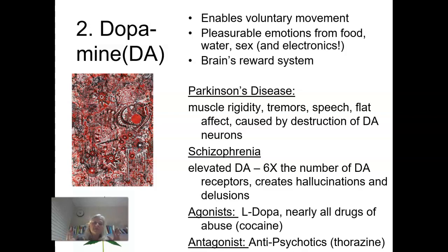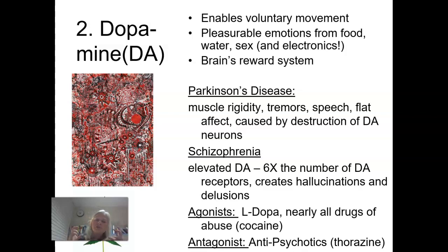If you give someone with schizophrenia too much of an antipsychotic, well, what's going to happen to them? They're going to get muscle rigidity. They're going to get tremors. They're going to have slurred speech or flat affect. My uncle had schizophrenia, and I know that he had some of these tremors that were caused by too much antipsychotic.